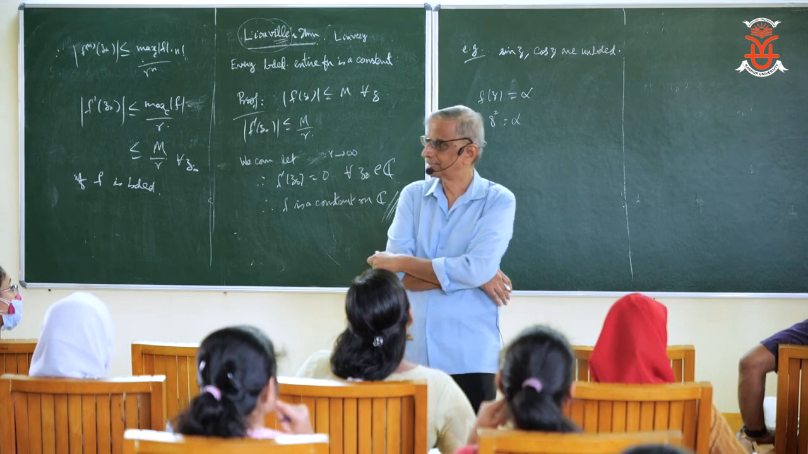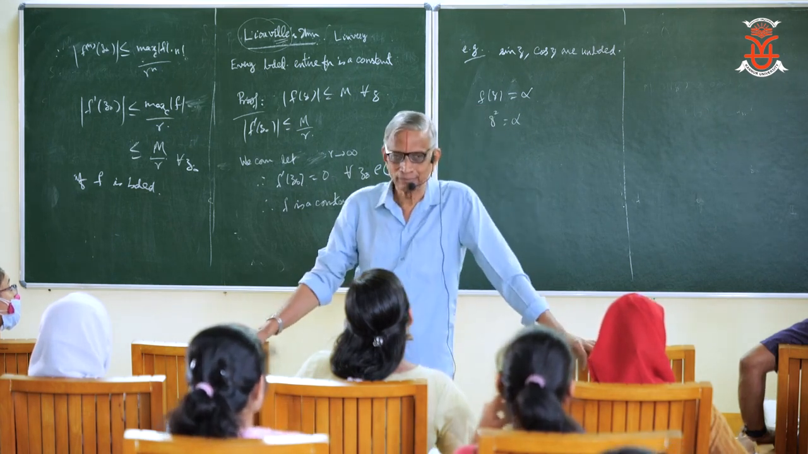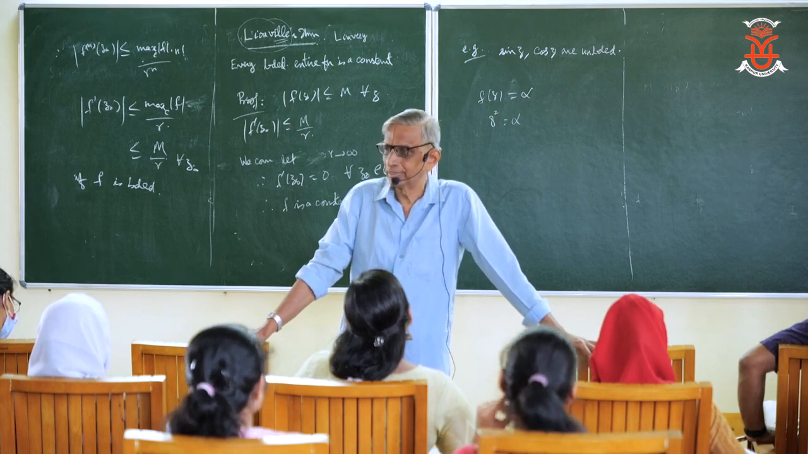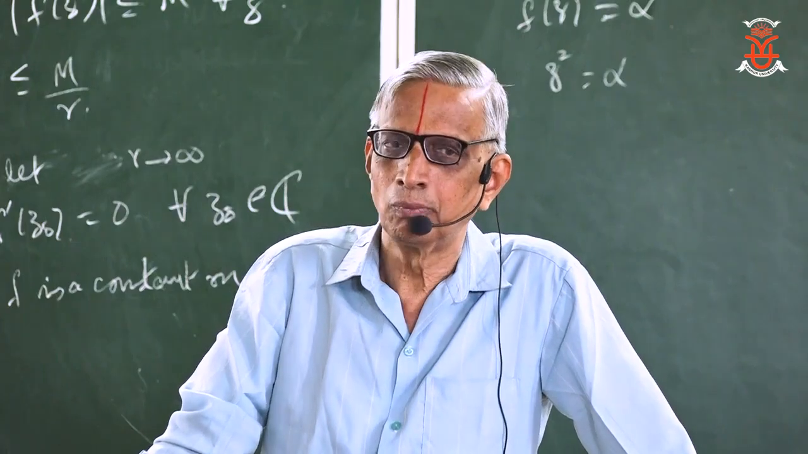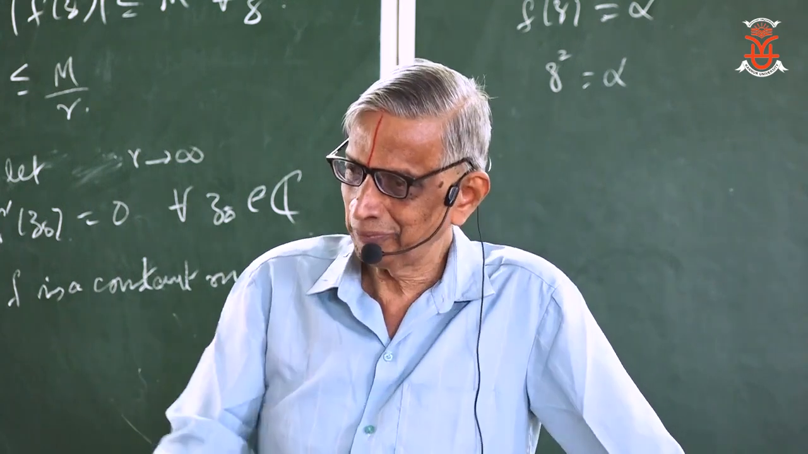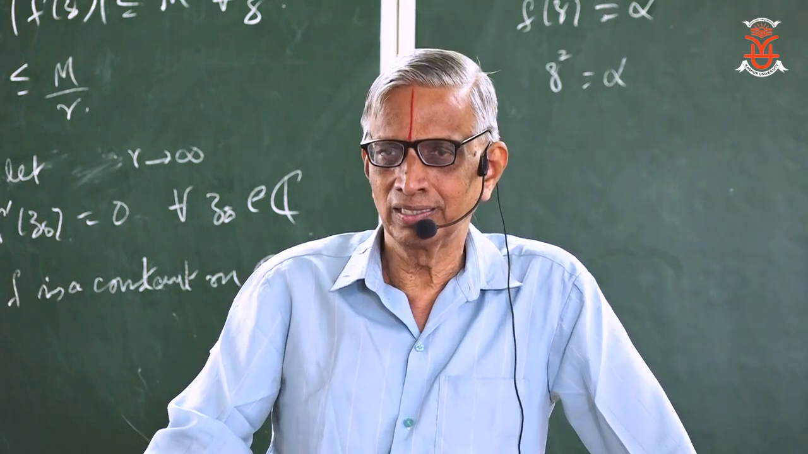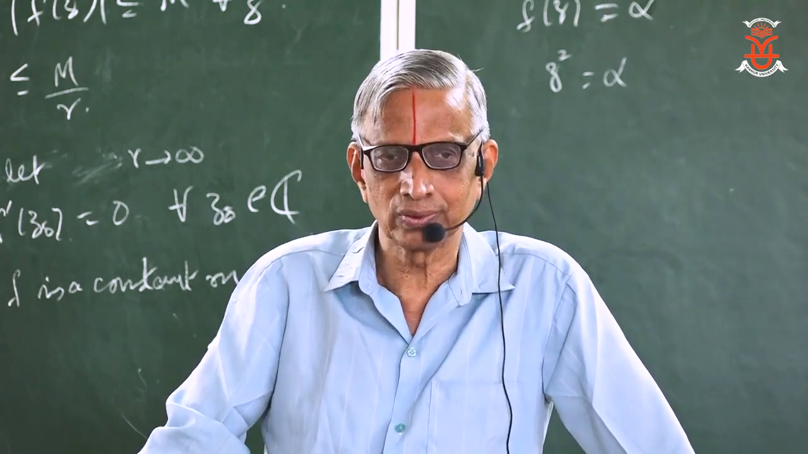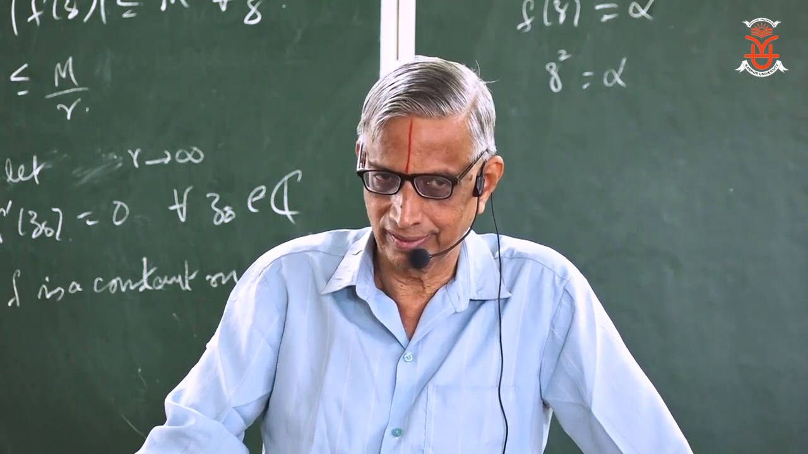So in other words, what is the statement? A non-constant entire function cannot omit more than one value. Or, in other rephrasing, an entire function which omits two values is a constant.